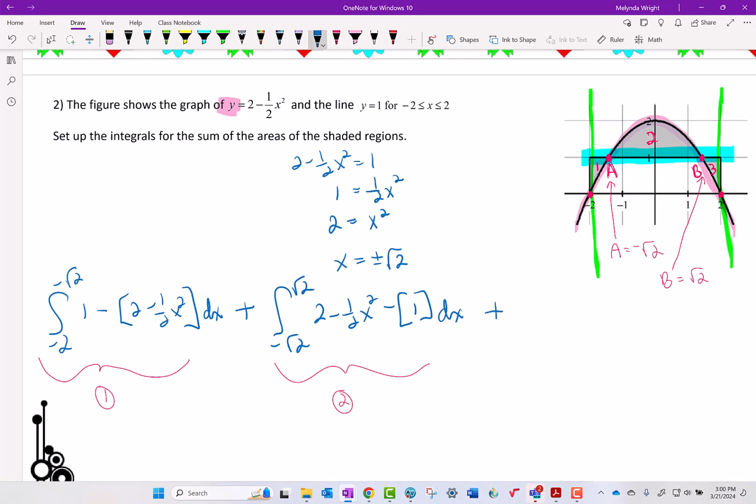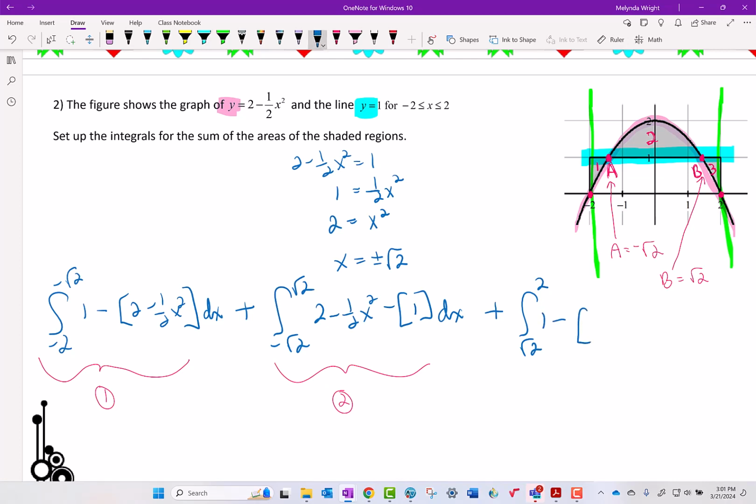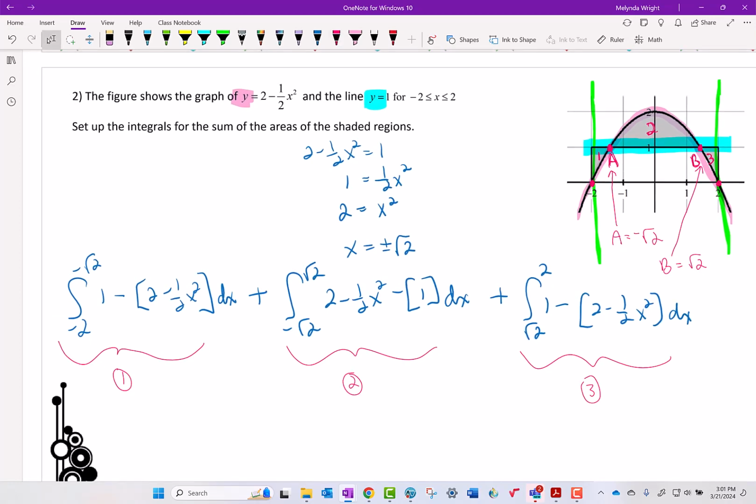One more. That last section 3, we're going to integrate from root 2 to 2. And big would be the blue one, which I guess I should color code. This is the blue one. So it would be 1 minus, then the pink one is 2 minus 1/2 x squared. And this one would actually calculate section number 3. Okay, questions about that? Are we okay?